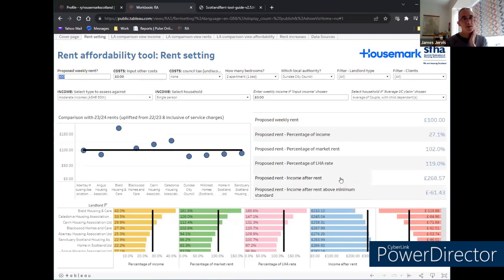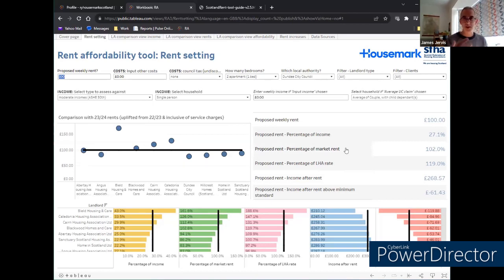There's also a couple of kind of relative assessments that don't rely on income but look at the wider market. So then we can compare the rent against the local housing allowance rate, as well as the typical kind of market rent. So what does it look like in the wider housing sector, and how do you compare? And obviously, depending on bed size and local authority you choose, you'll get different results from that. So there's quite a lot in there.